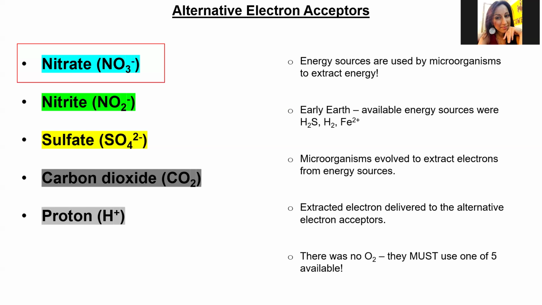So extracted electrons are then delivered to alternative electron acceptors. Alternative electron acceptors are nitrite, nitrate, sulfate, or carbon dioxide. And we know who is fixing carbon dioxide. So carbon dioxide is the electron acceptor. And surprisingly, protons, H plus, can also be used as a terminal electron acceptor.